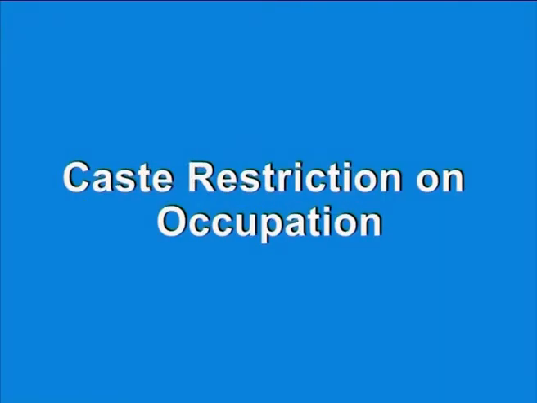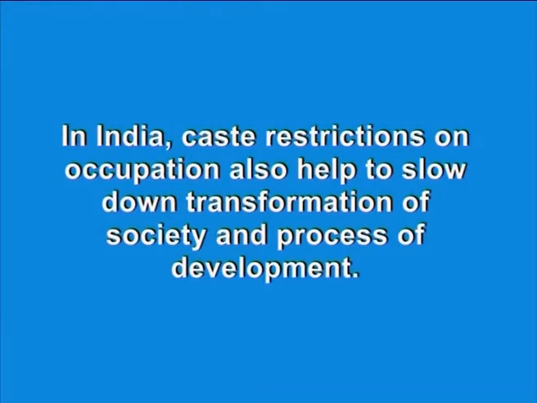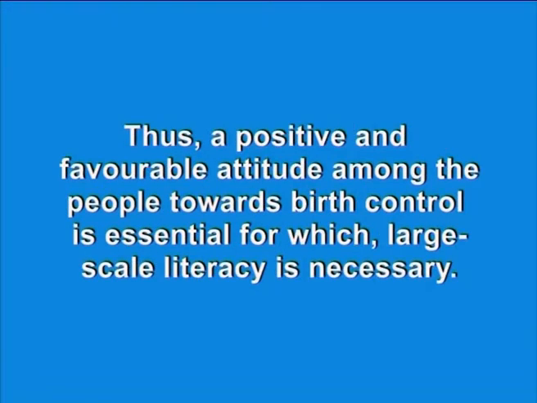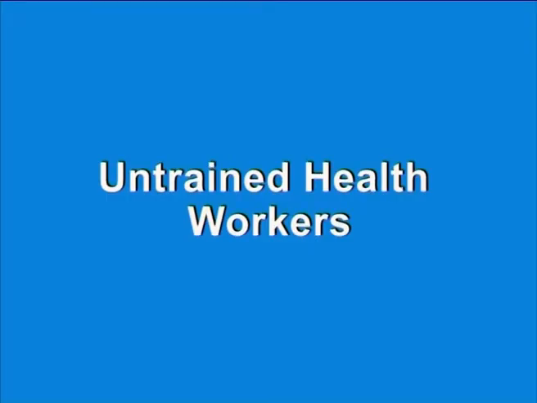Ninth is caste restriction on occupation. In India, caste restrictions on occupation also help to slow down transformation of society and process of development. Thus, a positive and favorable attitude among the people towards birth control is essential, for which large scale literacy is necessary. 10th is untrained health workers.